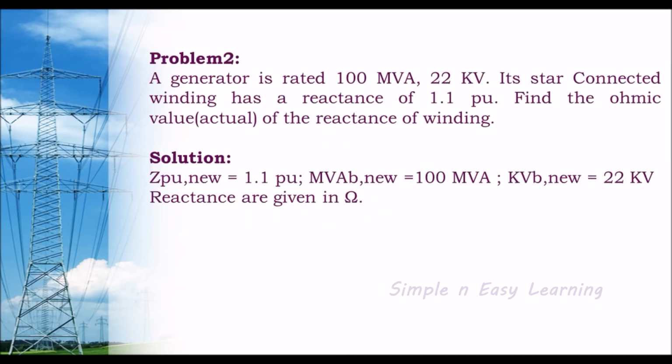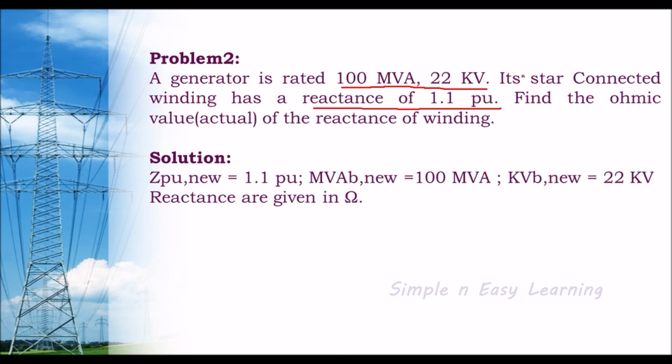Okay, so we'll solve the second problem. A generator is rated 100 MVA, 22 kV. The star connected winding has a reactance of 1.1 per unit. Find the ohmic value of the reactance of the winding. So here the reactance value of 1.1 per unit is given in the problem, and the generator ratings are also given. A separate base value is not specified here, so you need to consider the ratings as the base value.